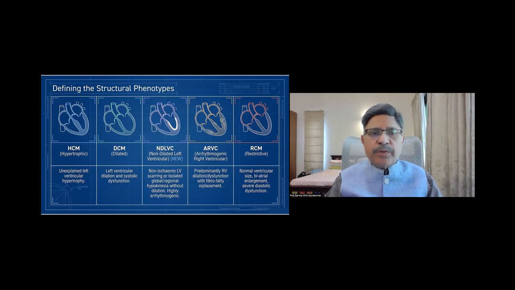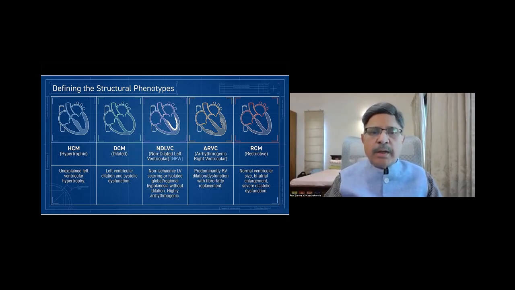Defining the structural phenotypes. HCM, hypertrophic cardiomyopathy. Earlier it was called HOCM. Use the current terminology, HCM, hypertrophic cardiomyopathy, where you can see the septum is hypertrophic. Unexplained left ventricular hypertrophy, particularly the septum and the left ventricular wall, are very much thickened. DCM, dilated cardiomyopathy. Left ventricular dilatation will be seen and systolic dysfunction is the hallmark.